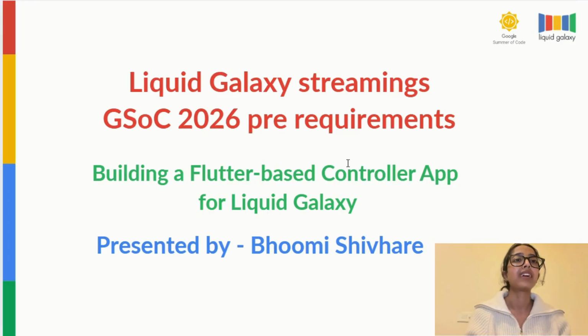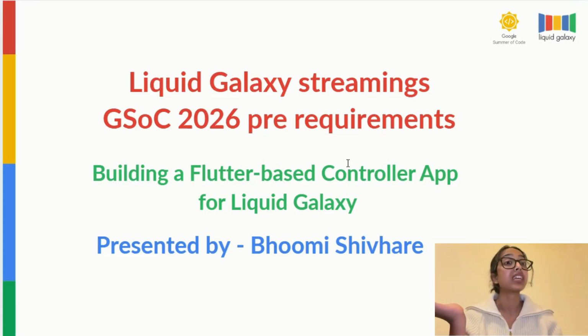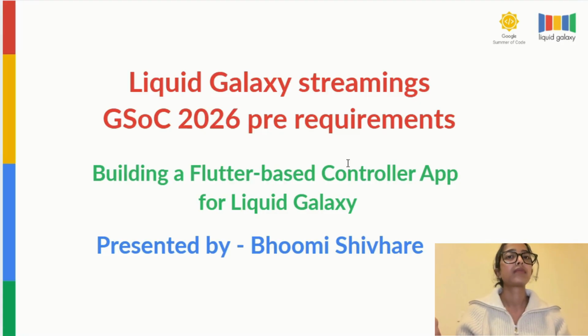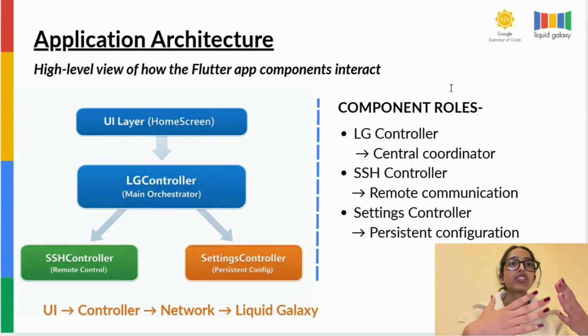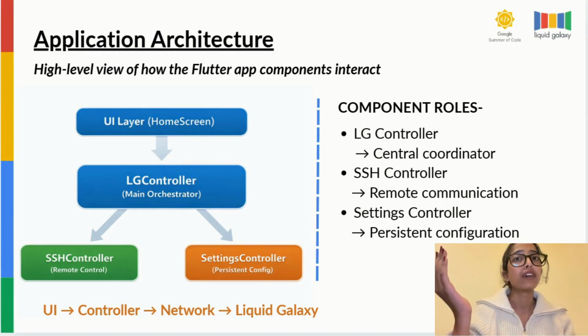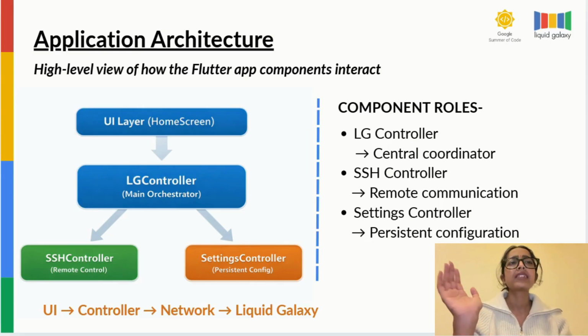So let's start by understanding how the application itself is structured. Okay, so this slide shows the high-level architecture of the application. At the top, we have the UI layer. This is basically the home screen where the user interacts. Buttons, controls, inputs, and visual elements, they all just live here.